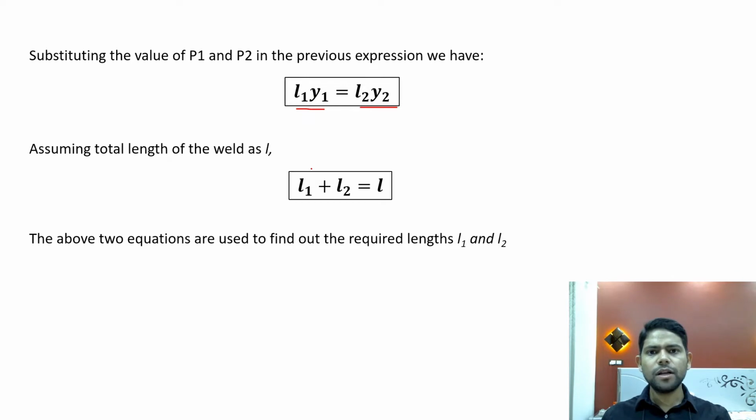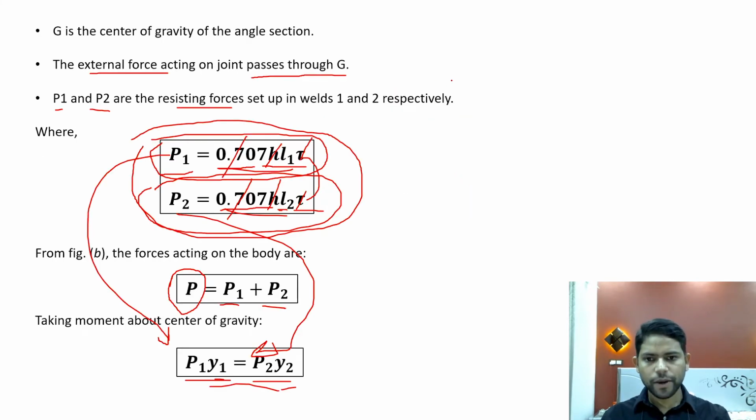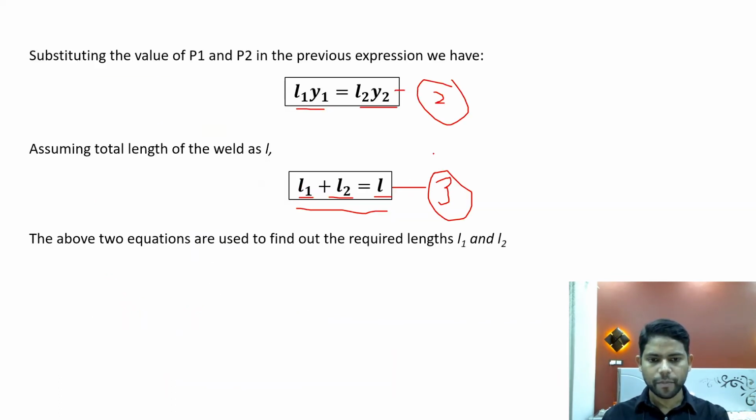Now, assuming the total length of the weld as L, we have this equation which says that the length of the first weld plus the length of the second weld is equal to the total length of the weld. So, with the help of these equations, equation number 3, equation number 2, and equation number 1, you can solve all the given problems for axially loaded unsymmetric welded connections.